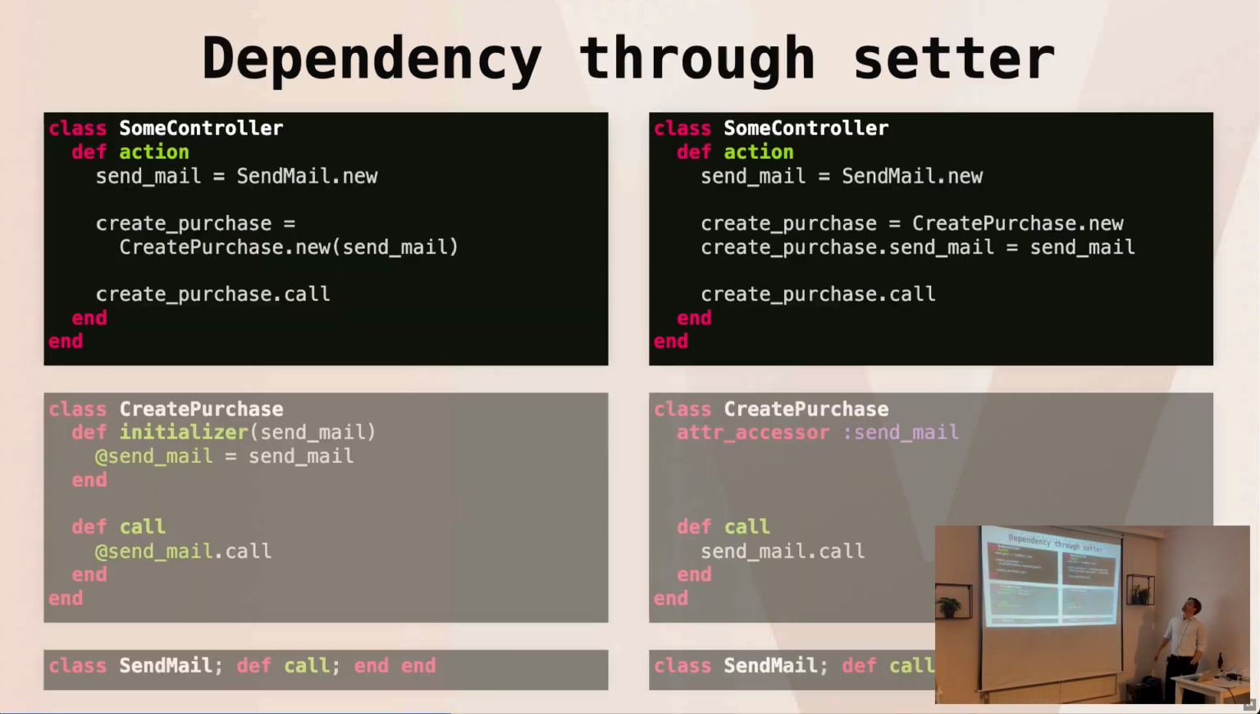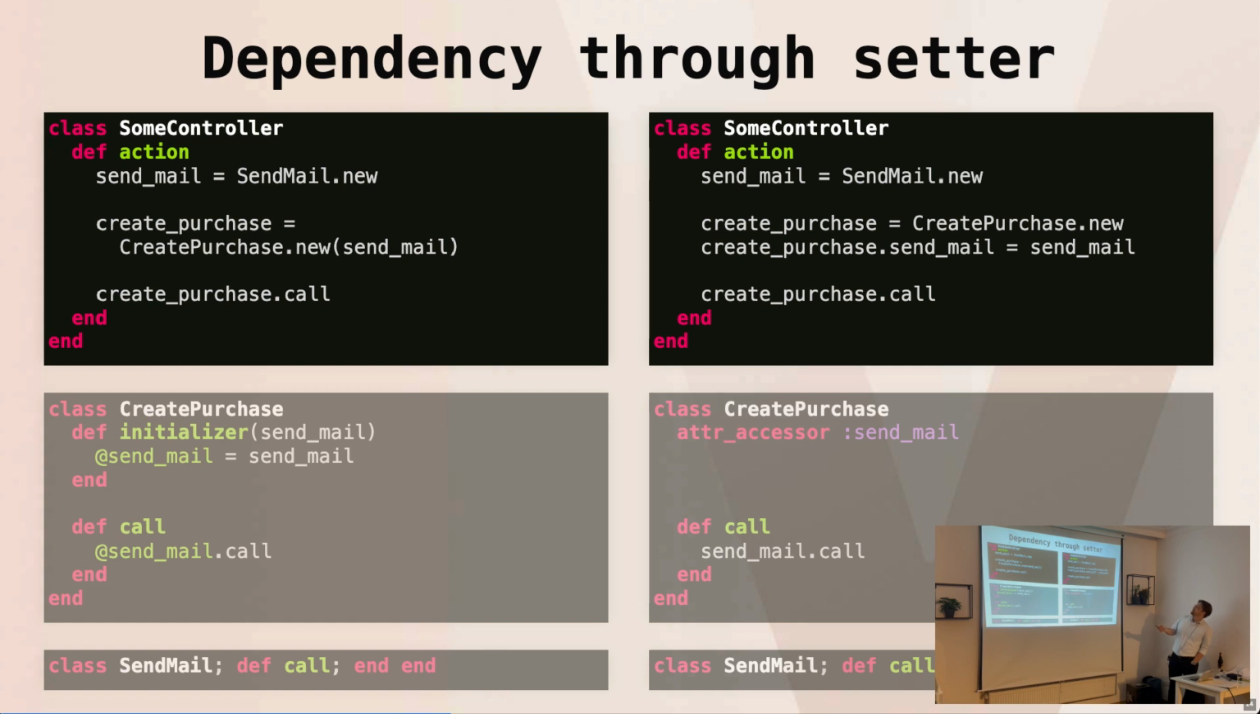Phenomenal. Okay, so let's solve some of the issues and let's change our dependency injection. So instead of passing it to the initializer, let's use setters. In this case, we still have our preparation of our dependency instance in the caller.